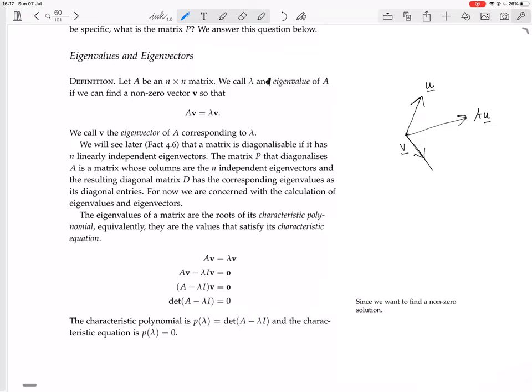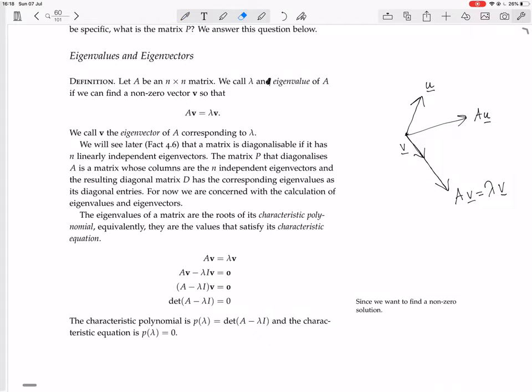So that's V pointing that way. Now this longer one is AV, which is actually just equal to lambda V, a scalar multiple of V. So it's pointing in the same direction. So an eigenvector for a transformation A, or for a matrix A, is a special vector whose direction isn't changed by the transformation. It's just scaled. It's just made longer or shorter, or maybe pointing in the opposite direction, because it could be pointing in that direction if lambda was a negative number, which is completely possible.